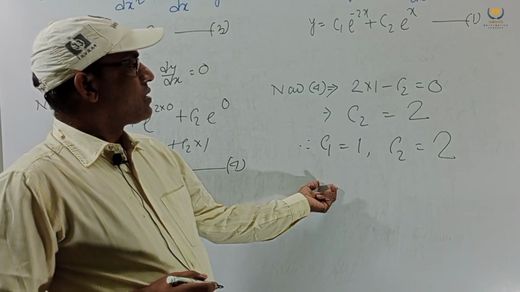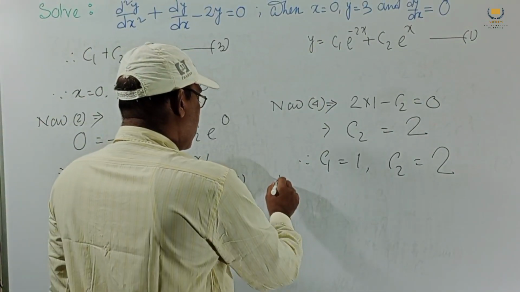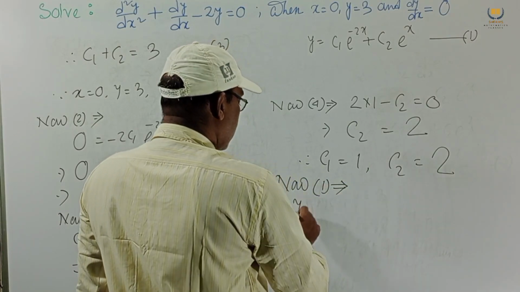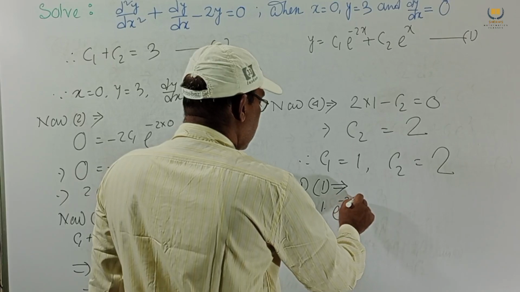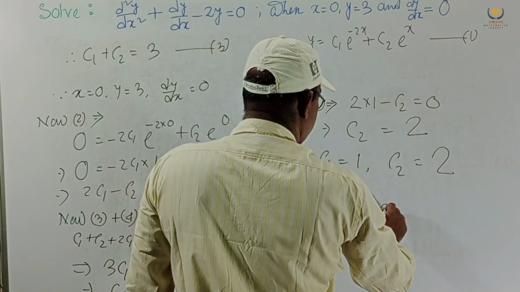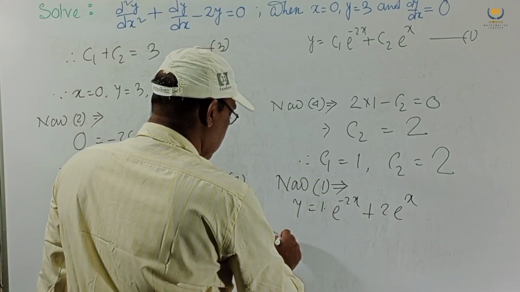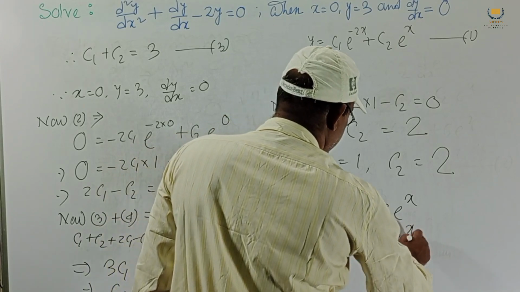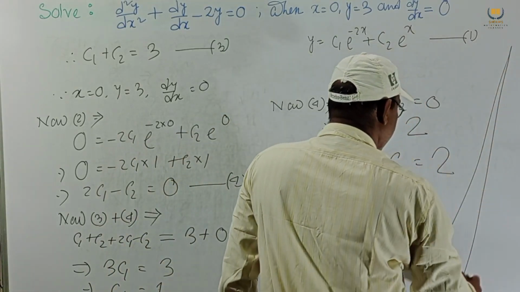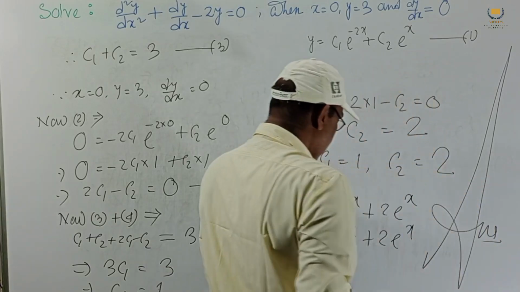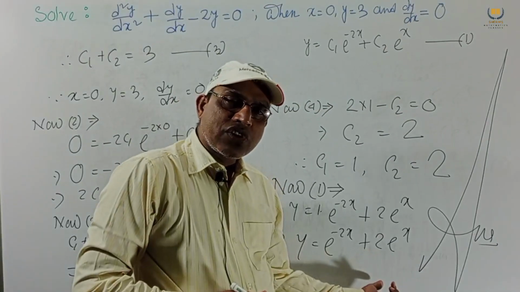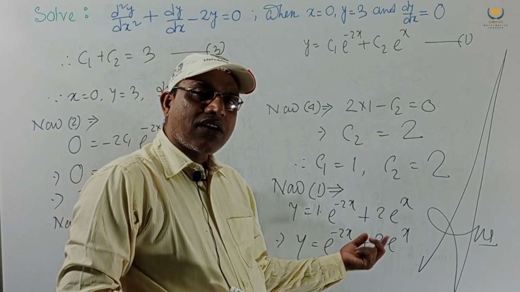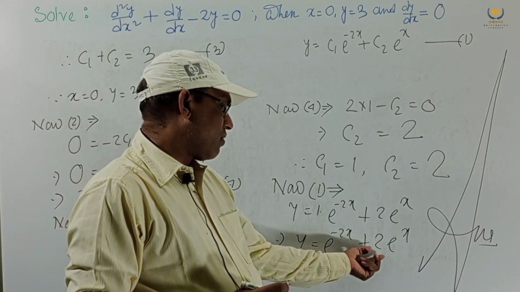We put the values in equation number 1. Now y equal to 1 into e to the power minus twice x, plus 2 e to the power x. This is y equal to e to the power minus twice x plus 2 e to the power x, and this is the required particular solution. Here the constants are absent. This solution is called a particular solution. Particular solution means where constants are absent, and we get the numerical values of the constants.